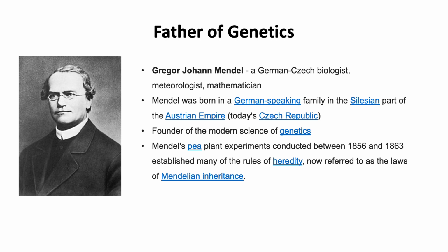Although farmers had known for many ages that crossbreeding of animals and plants could favor certain desirable traits or characteristics, Mendel's pea plant experiments conducted between 1856 and 1863 established many of the rules of heredity. Now these are referred to as the laws of Mendelian inheritance. So, Mendel is called the father of genetics.